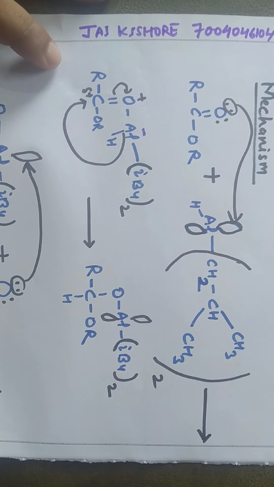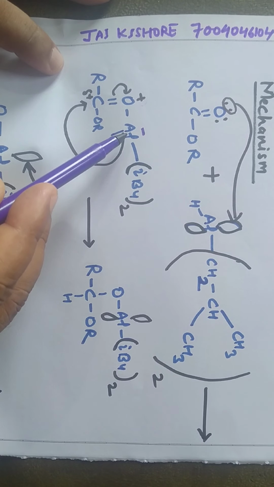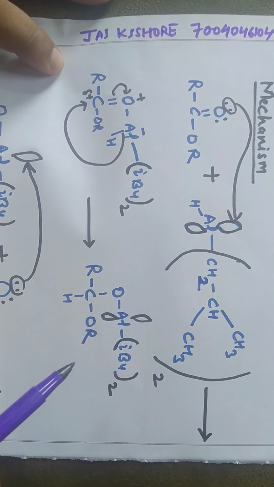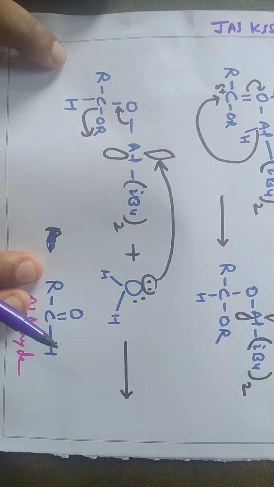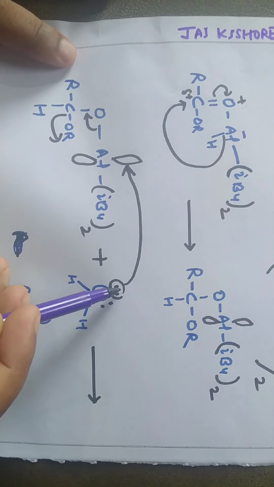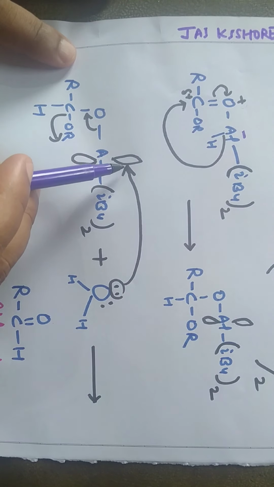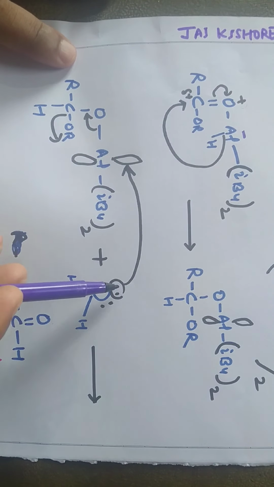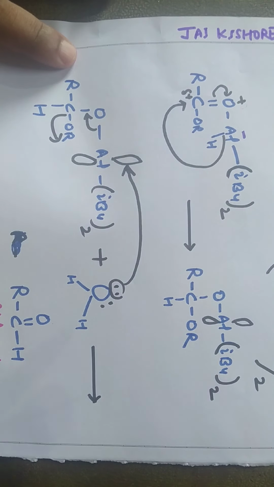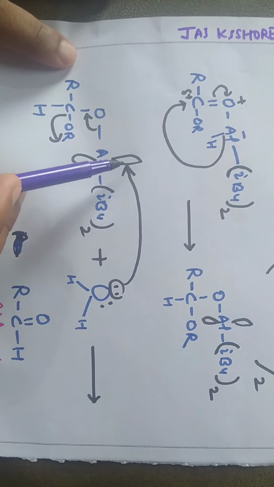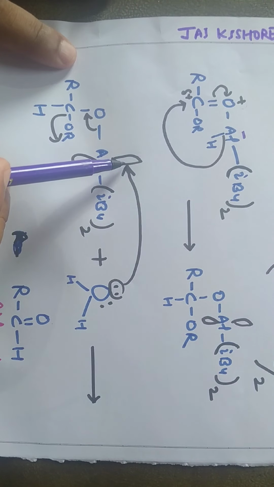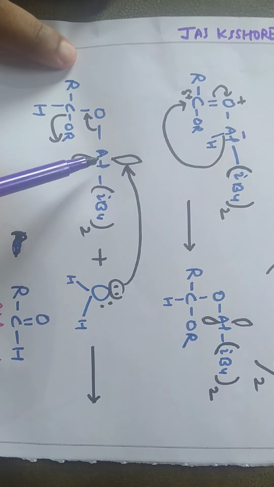So you know that aluminum is neutral now, but it still has a vacant orbital. So what will happen? Next, water will come into the picture. This water will provide its lone pair of electrons to the vacant orbital here. As this electron pair is donated to the vacant orbital, then what will happen?